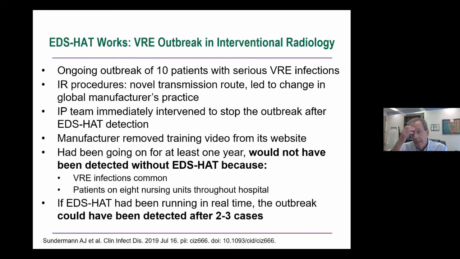We started EdsHAT in late 2016, and we immediately identified an outbreak of VRE infections in interventional radiology. So 10 cases, and we very quickly identified IR procedures as the transmission route. We immediately intervened to stop the outbreak. The outbreak had been going on for 1 year, and it was not detected otherwise. It wouldn't have been detected without EdsHAT because VRE infections are very common, and patients were housed in different nursing units throughout the hospital. And we estimate that if EdsHAT had been running in real time, the outbreak could have been detected after 2 to 3 cases.